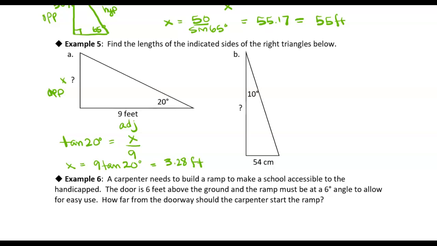All right, so got another one. You're given an angle of 10 degrees. The opposite side is equal to 54 centimeters, and we want to find the adjacent side. The trig function that involves opposite and adjacent is tangent again. So the tangent of 10 degrees is equal to 54 over x, our unknown side.